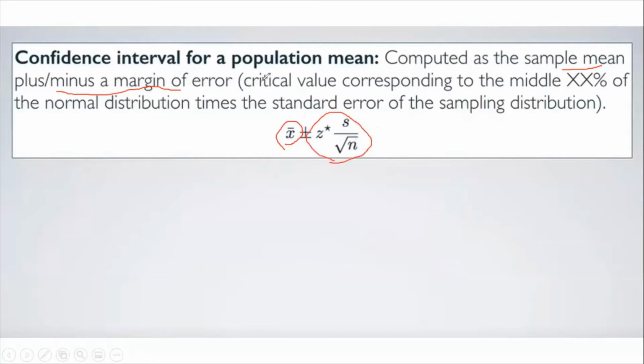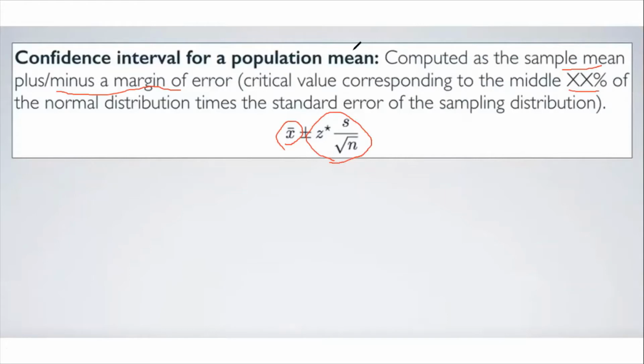So what is the margin of error? It is a critical value corresponding to the middle XX%, which is commonly 95%. You can use other percentages, like 99%, 90%, 85%. But remember, when you reduce the confidence level, the alpha will increase, and we will talk about this later.